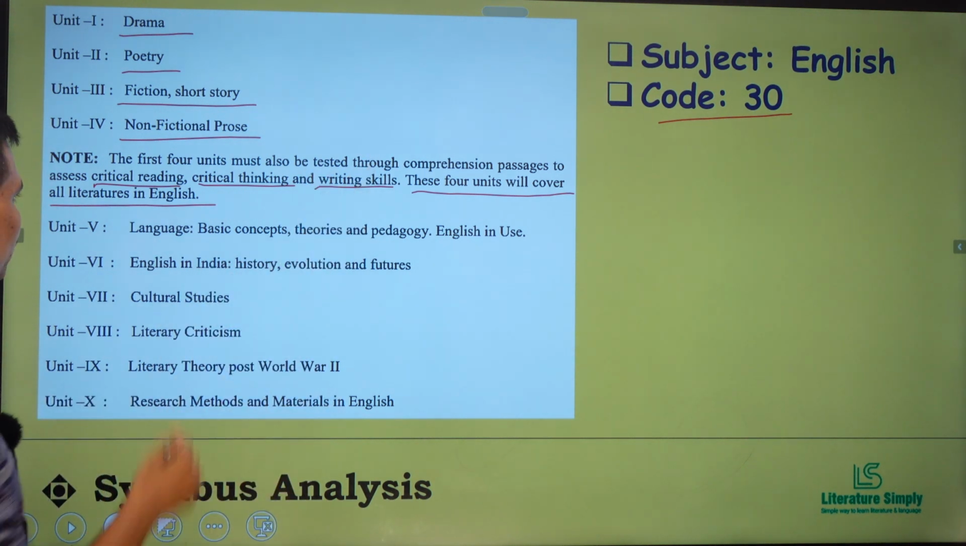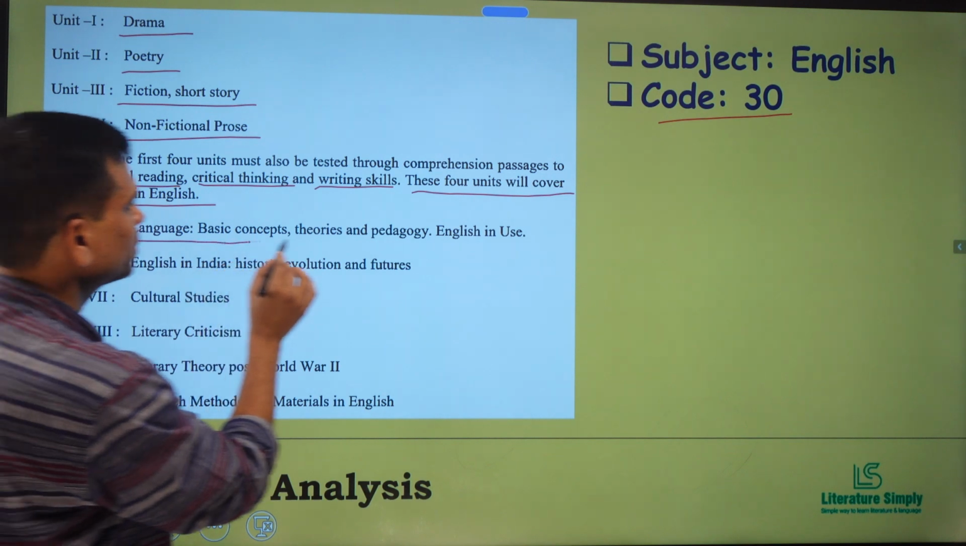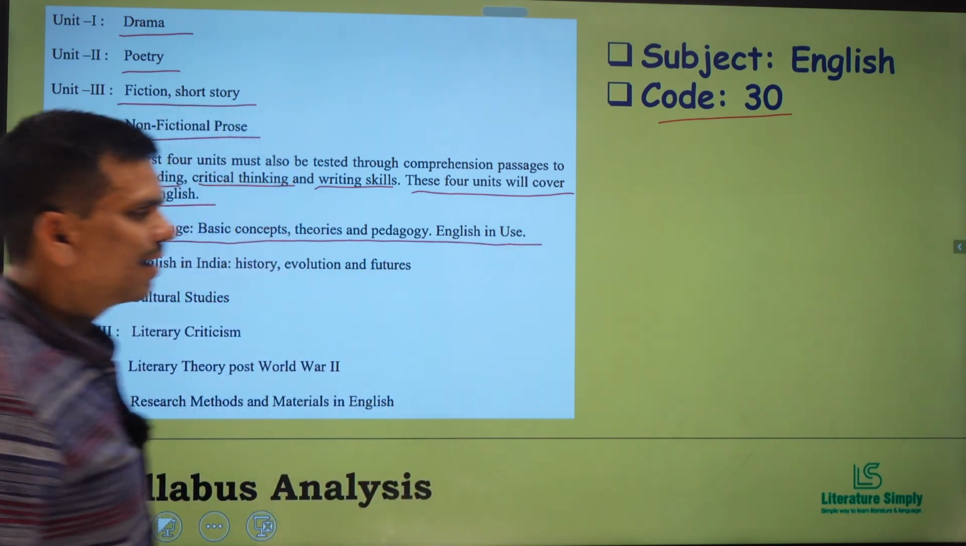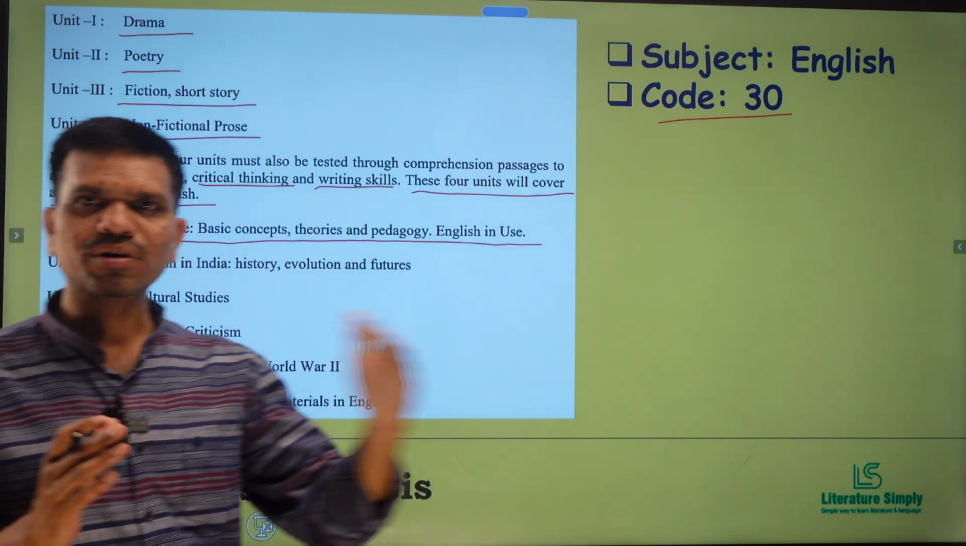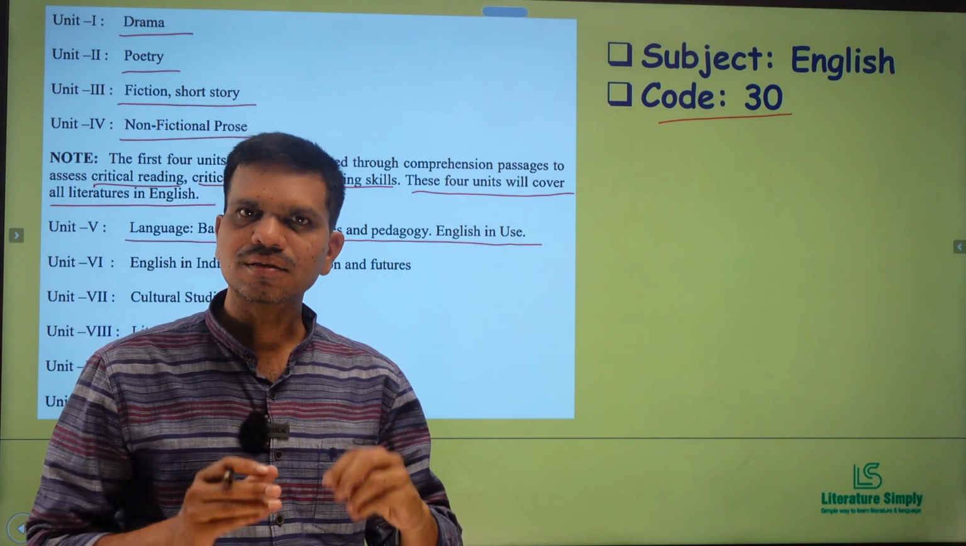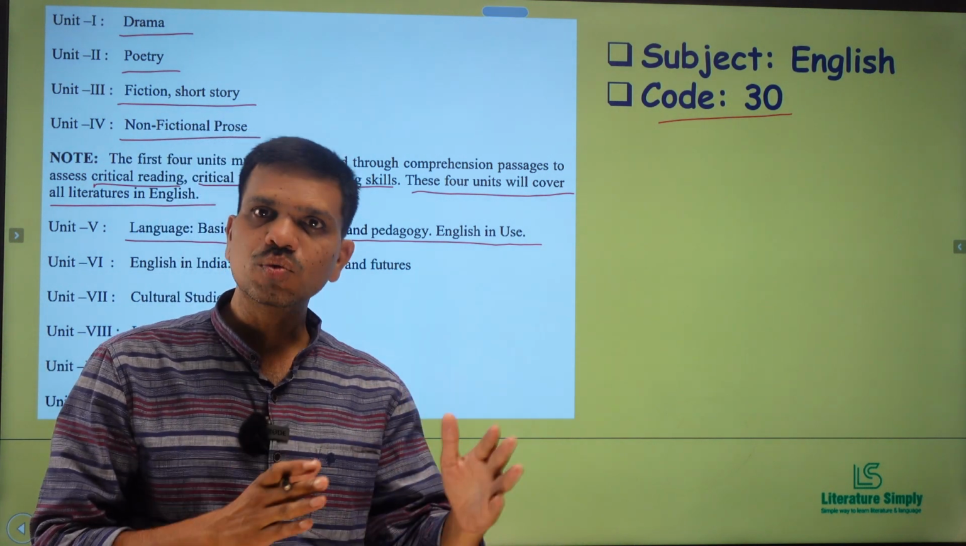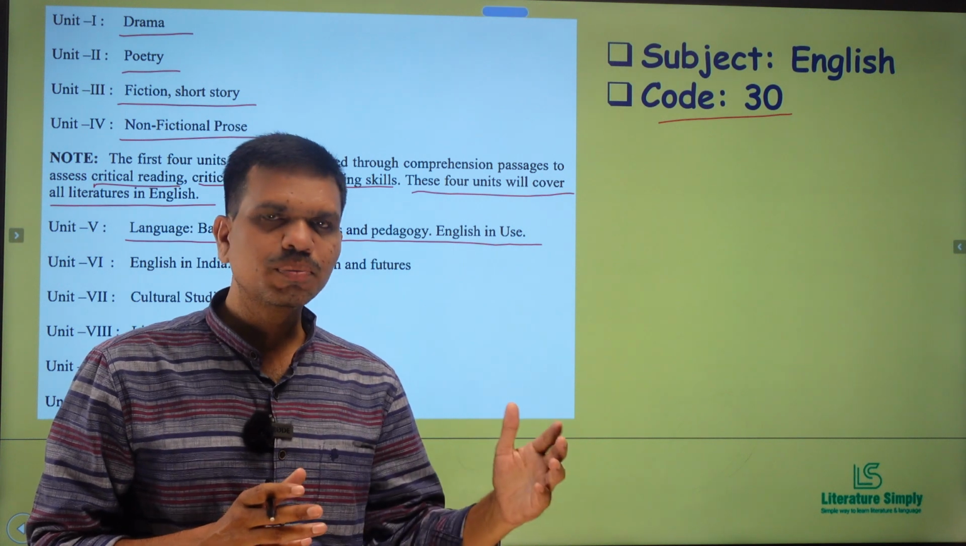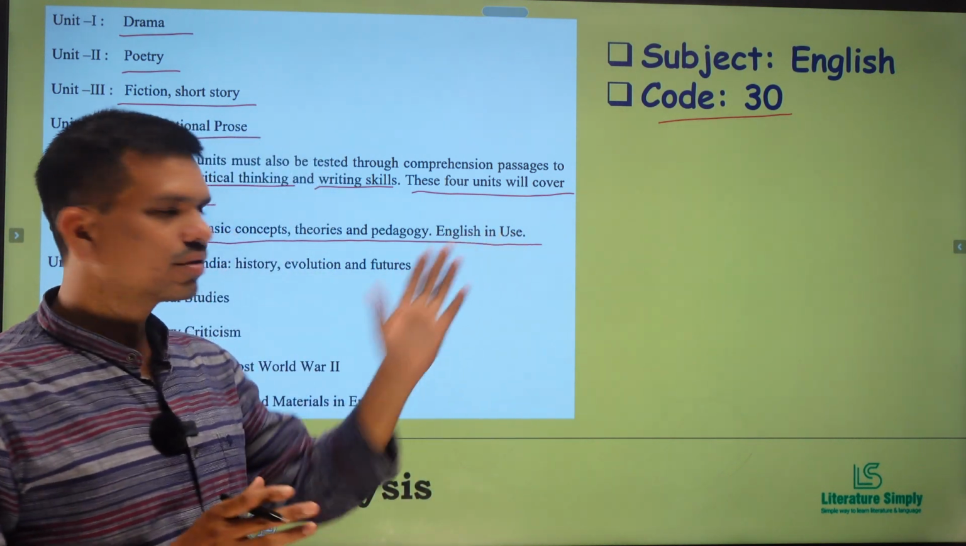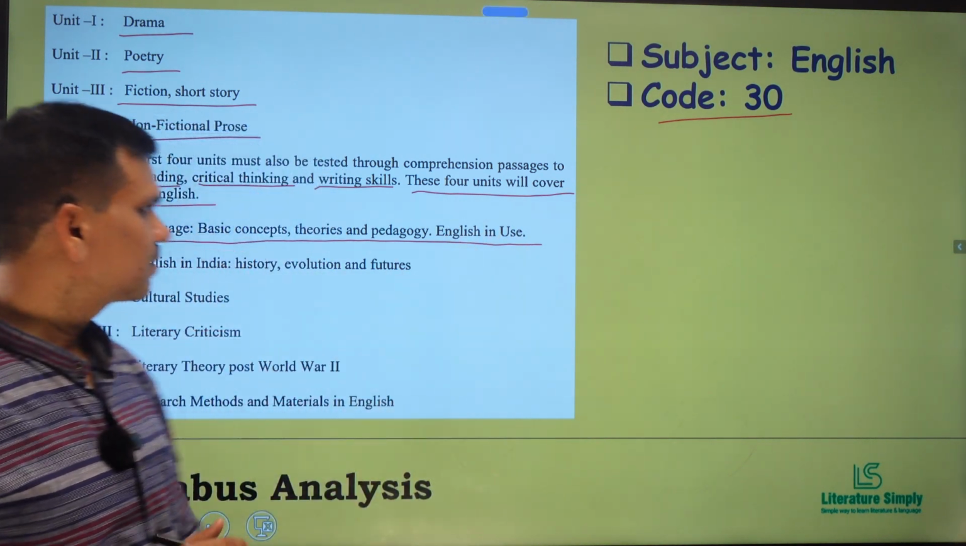Then we have the 5th unit, and in the 5th unit we have language, basic concepts, theories, pedagogy, English in use. Now this is also a very broad area, but here you can find how English has been developed and how it is used by people around the world. So all these things we need to consider in this unit.